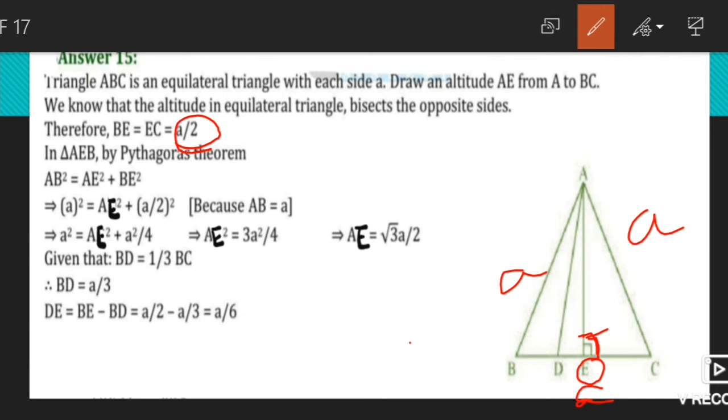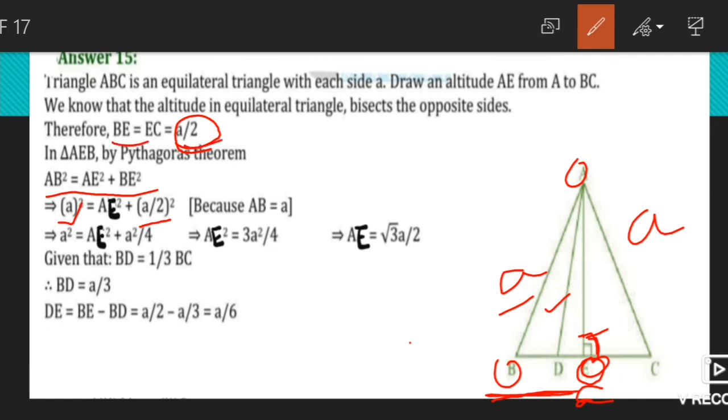Now if you take the triangle AEB, this is a right angle triangle. So you can use Pythagoras theorem and you can say that AB square is equal to AE square plus BE square. Now AB is A, the length of AB is A, and the length of BE, since BE is half of BC, will be A by 2. That's why in place of BE I am writing A by 2.